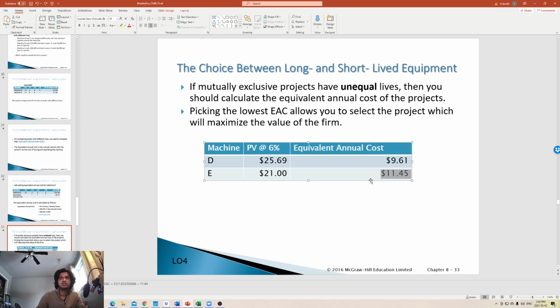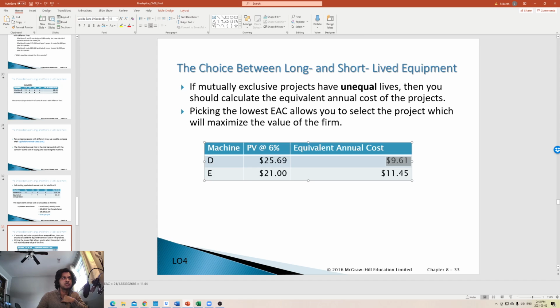And so here, on average, the way you try and think about it, this costs $11.45 million per year, and this costs only $9.6 million per year. And so you go with the lower option because these are all costs and these are not benefits. So you go with the lower option, $9.6, and that's so you select machine D over here.